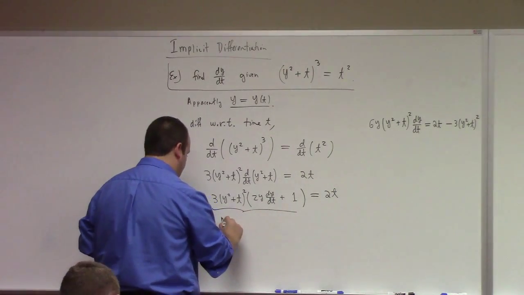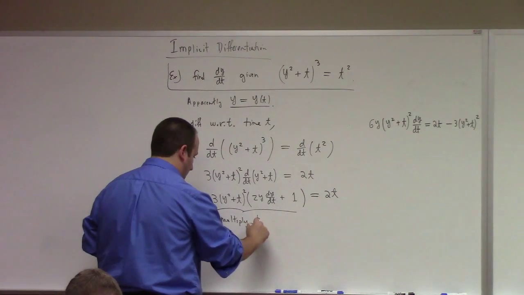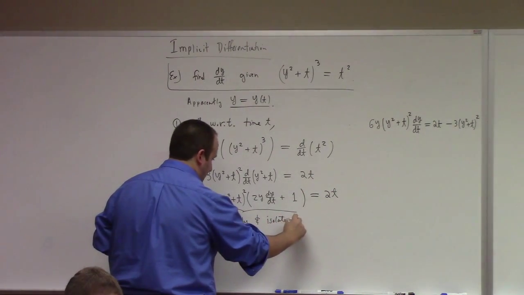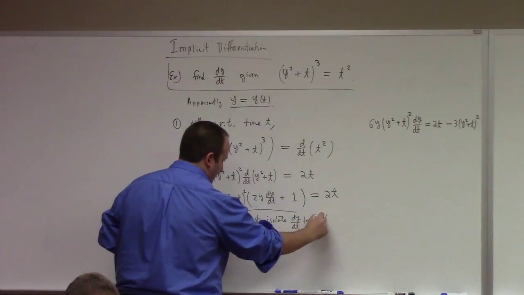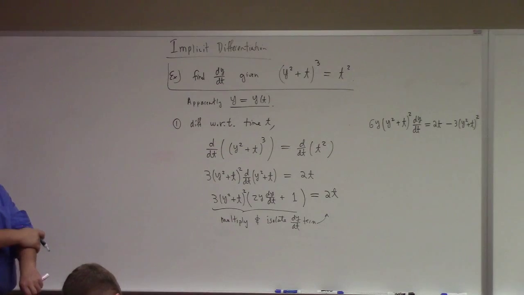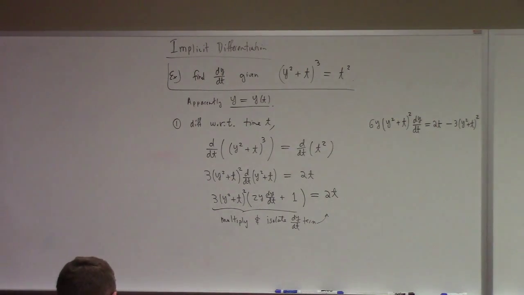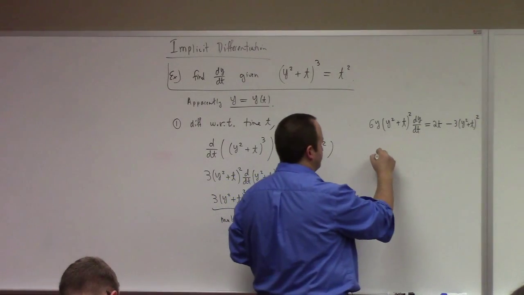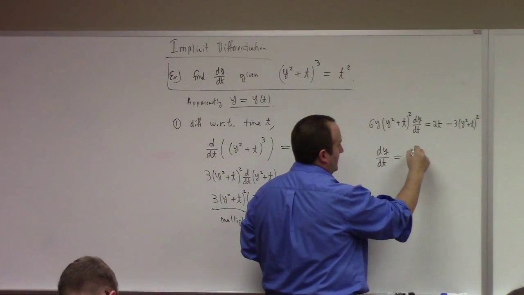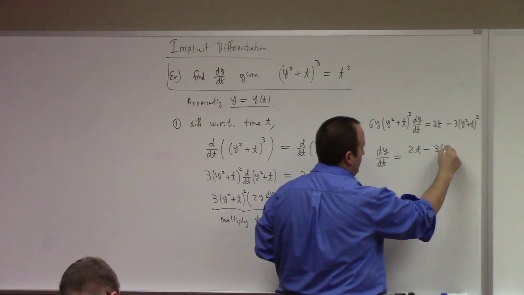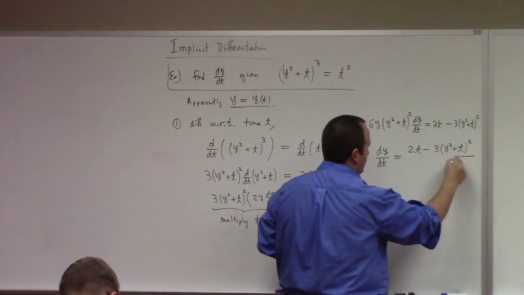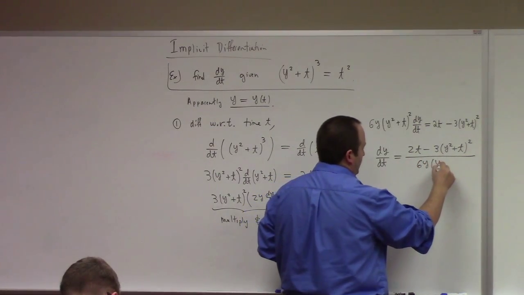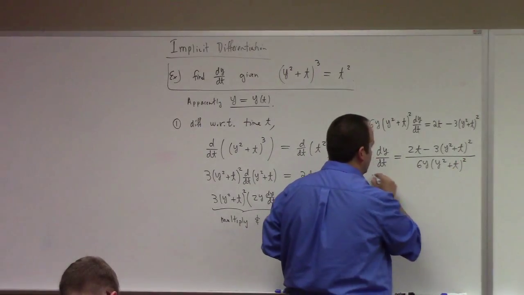So multiply and isolate the dy dt term. Any questions? So dy dt is what? Two t minus 3 times quantity y squared plus t quantity squared divided by 6y times y squared plus t squared. And there you have it.